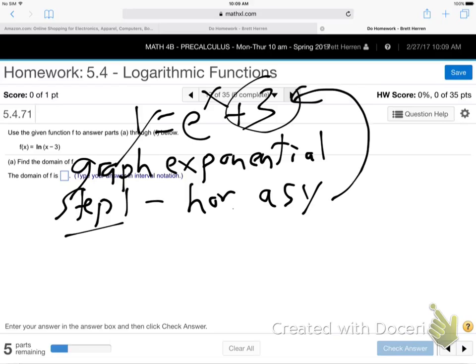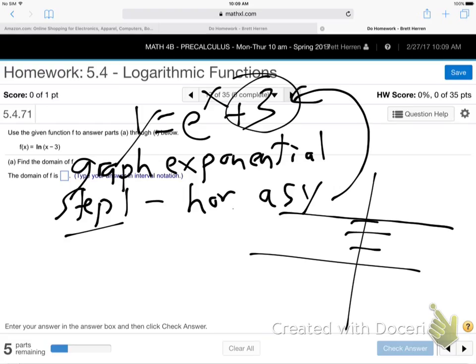It's just positive 3. It's just that number off to the right. So whatever number's added or subtracted off to the right. So the horizontal asymptote is up 3. Whoops, supposed to be dotted. There we go. Horizontal asymptote at up 3. We good with that one?